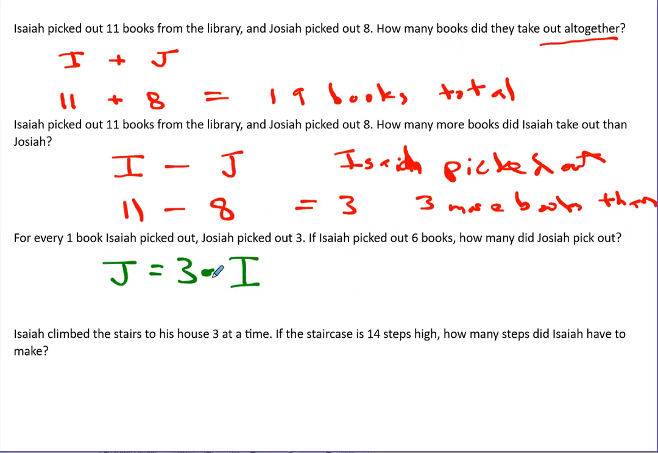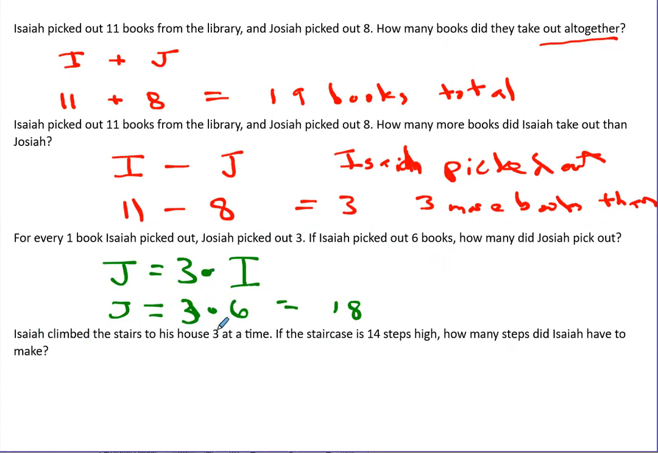Right? If Isaiah only picked out 1, Josiah picked out 3. Isaiah took a second book, Josiah got 3 more. Isaiah picked out a third book, Josiah picked out 3 more. Right? If Isaiah picked out 6 books, that's going to be 3 times 6, right? 3 for the first, 3 for the second, 3 for the third, and 3 times 6 is 18, right? So Josiah picked out 18 books. The structure of this problem is telling me that it's a product situation.